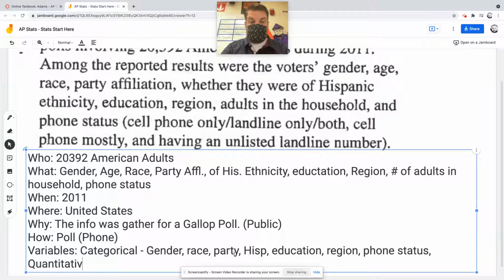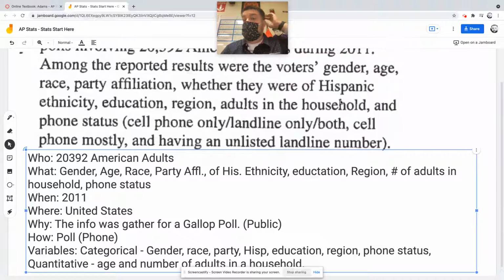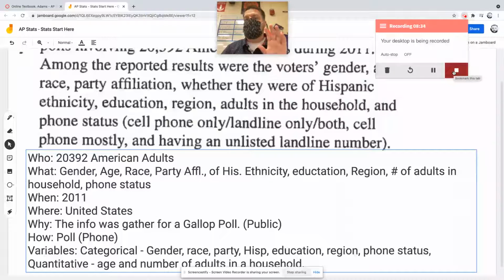Now, the quantitative. Number of adults. You're absolutely correct. So the age and number of adults in a household. And those don't have specified units, right? Well, the units are years, and basically the unit is adult in the household. Okay, yeah. So they're specified, but it's not your conventional units like meters, seconds, stuff like that. Great. Any questions on this one?